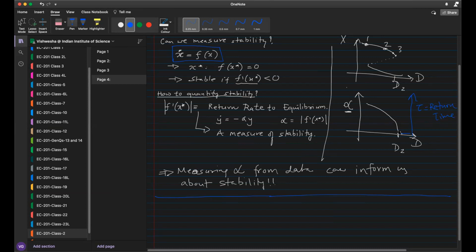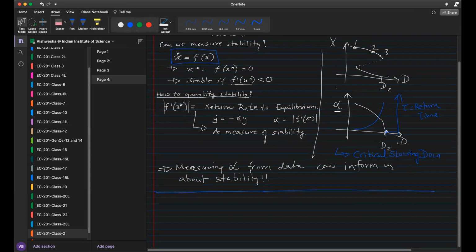how will the return time look? The return rate goes to 0. What happens to return time? It blows up. It actually increases, right? So the return time of a system increases as you go towards the bifurcation point, that's called the critical point. Sorry, that's called critical slowing down, because it's now very slow to come back, right? System is very slow to come back to equilibrium. And bifurcation points are also sometimes called critical points.